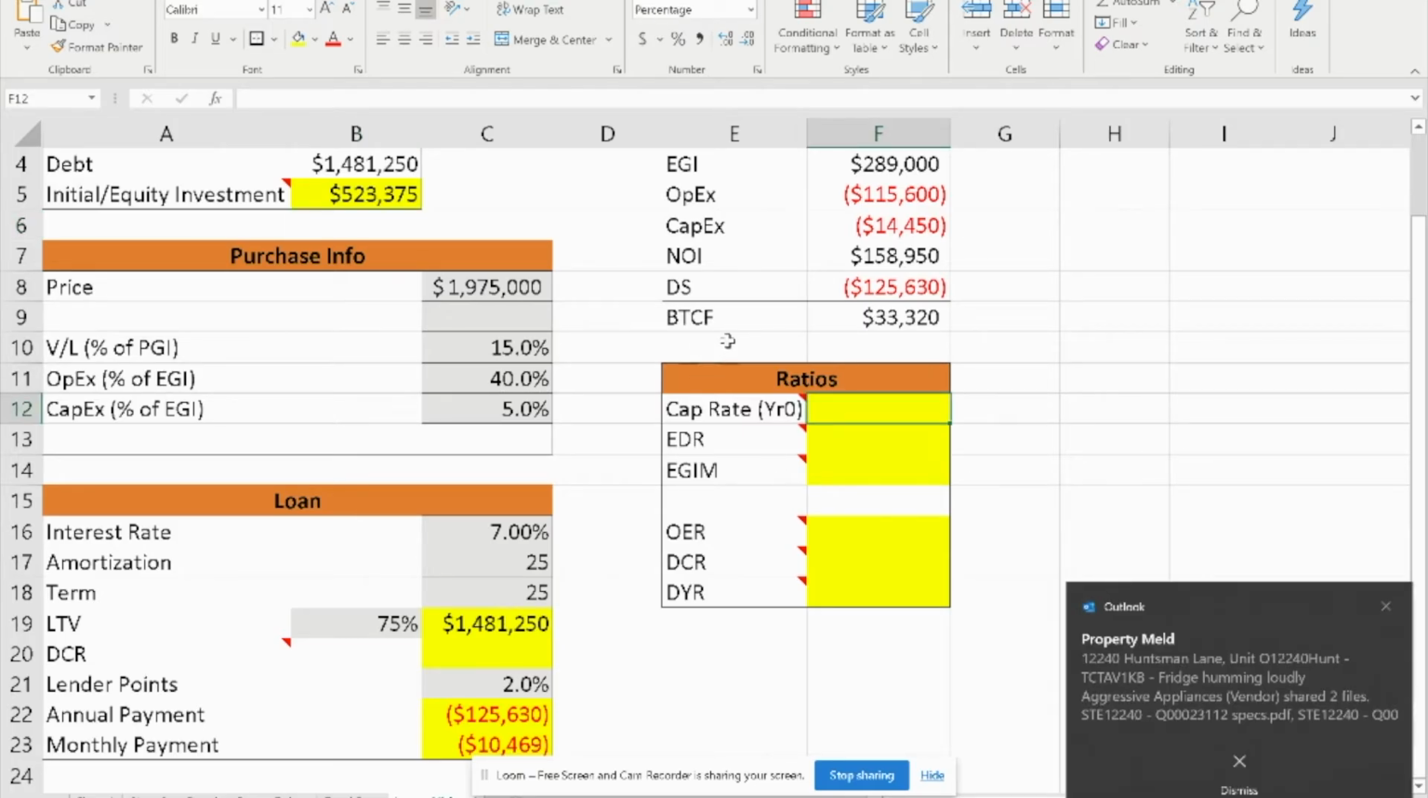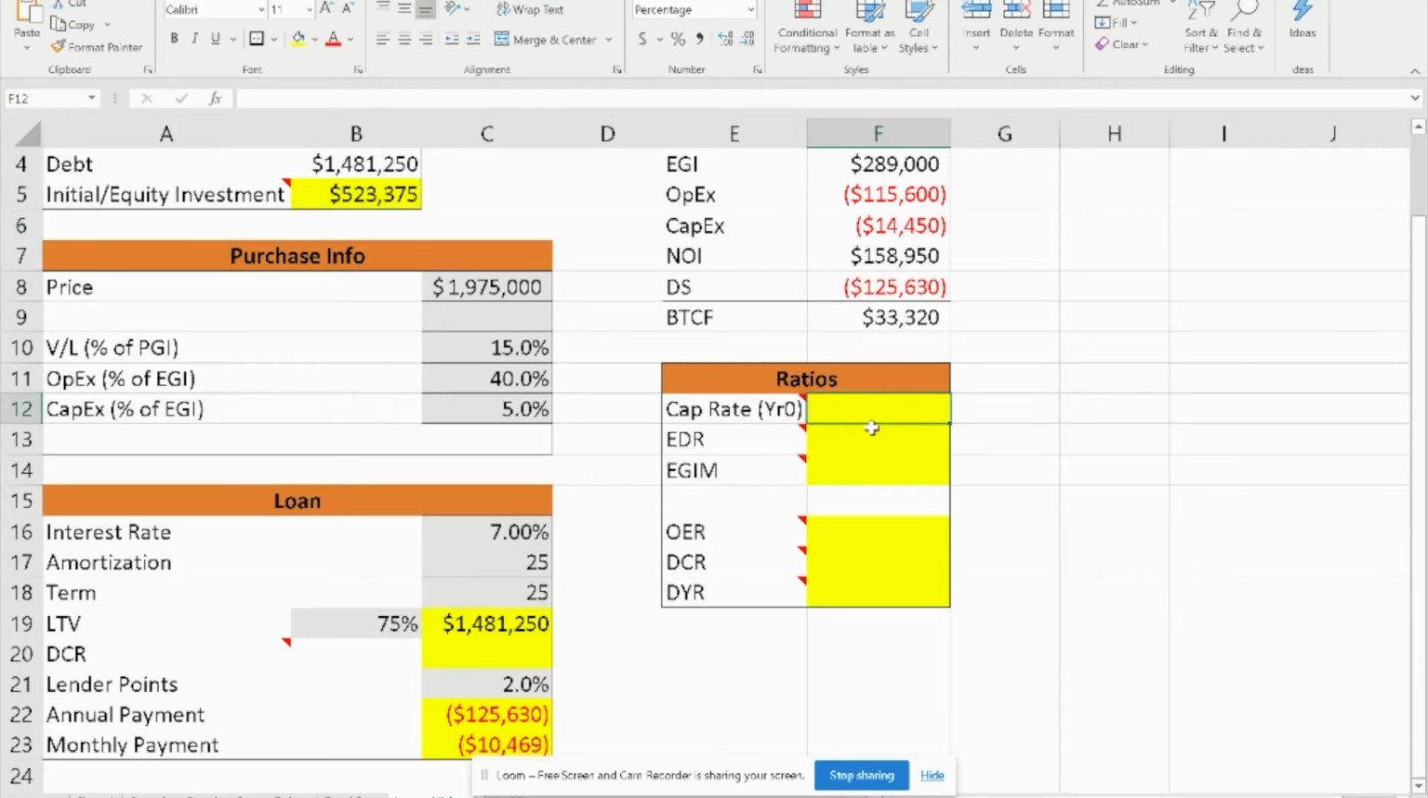The first one is the cap rate. The cap rate is simple. If you remember the formula, I over V, we have the NOI, so it's NOI divided by the purchase price, which gives us an 8.05% cap rate. The equity dividend ratio is simply the before tax cash flow divided by the initial investment. So it is the before tax cash flow divided by the initial investment.